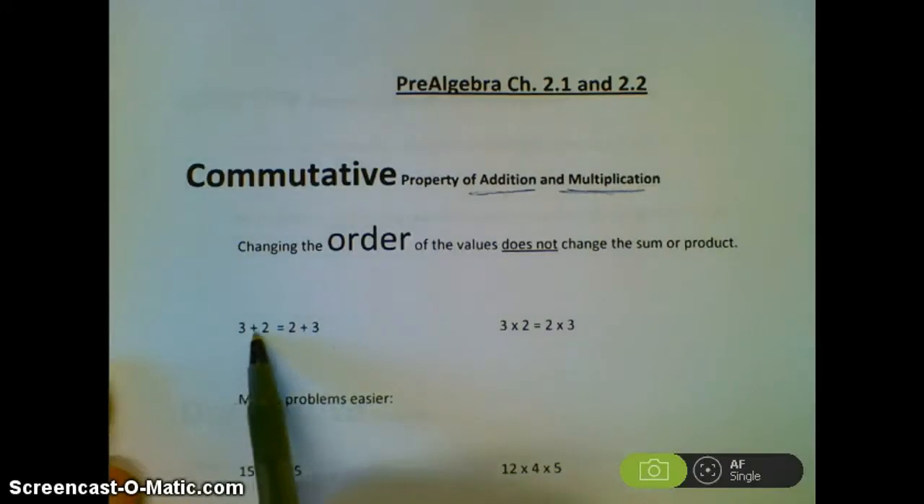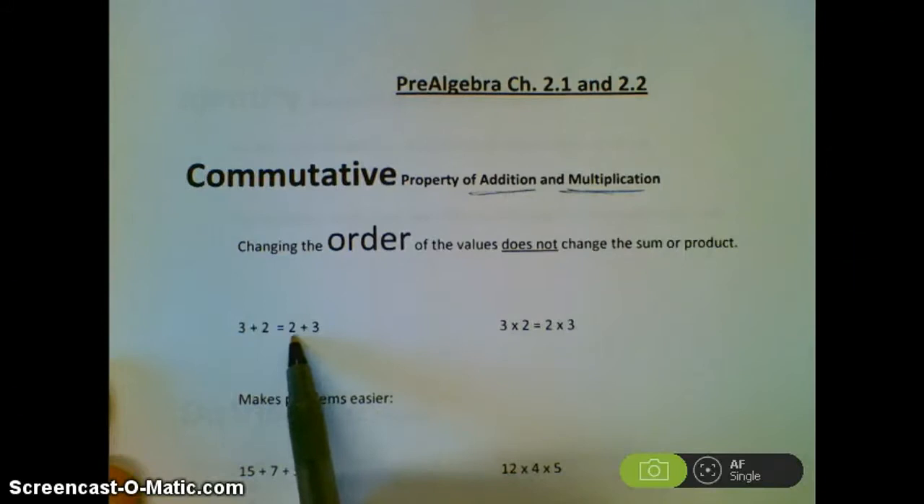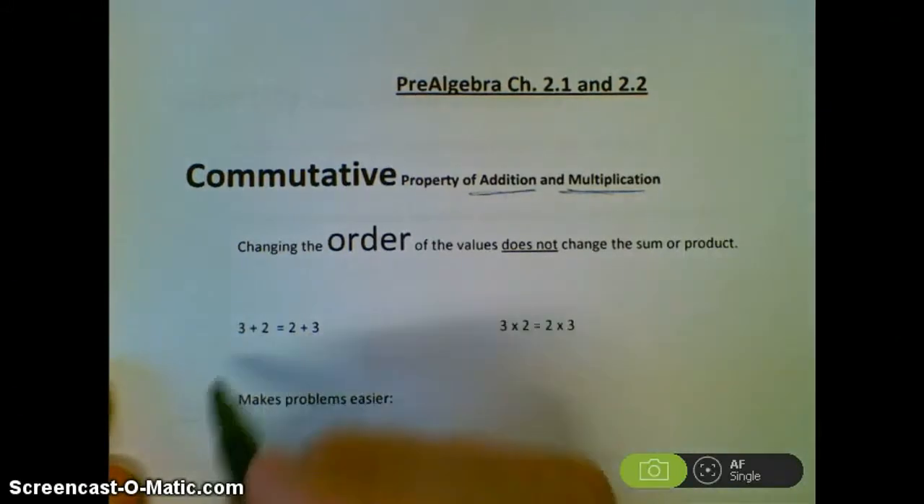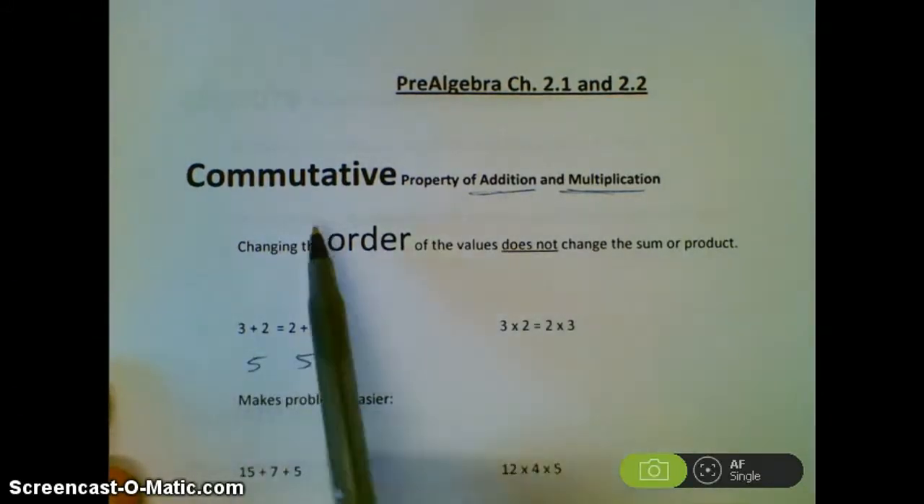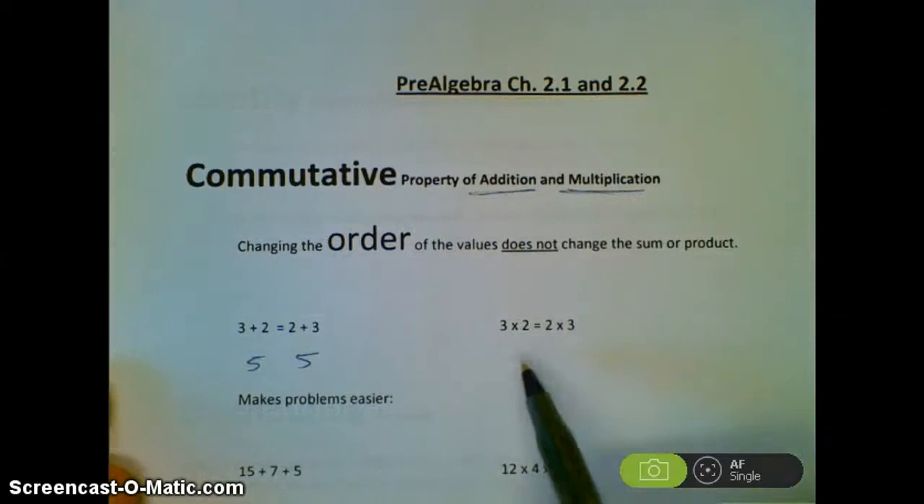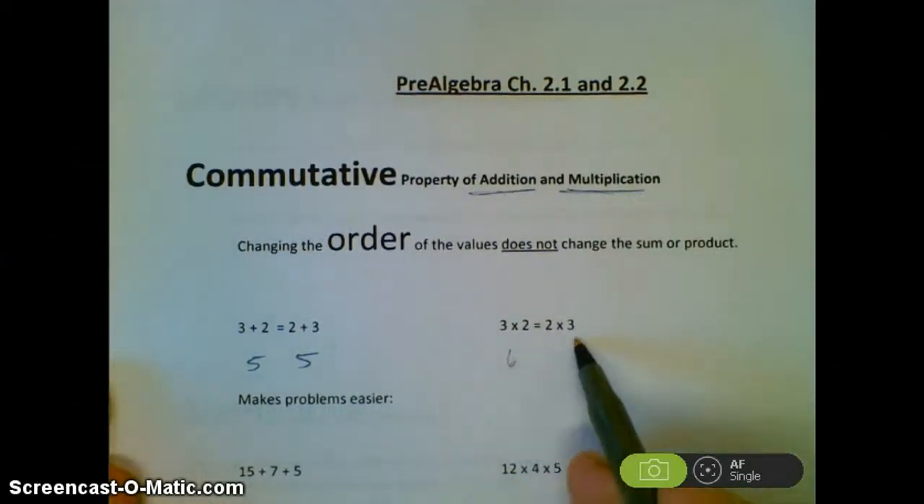So here's an addition problem, 3 plus 2, you know that equals 5. If I switch the order to have 2 plus 3, it still equals 5. That's the commutative property of addition. Same with multiplication. 3 times 2 equals 6. If I flip the order there, 2 times 3, that equals 6. So it doesn't matter what order I multiply these values in.